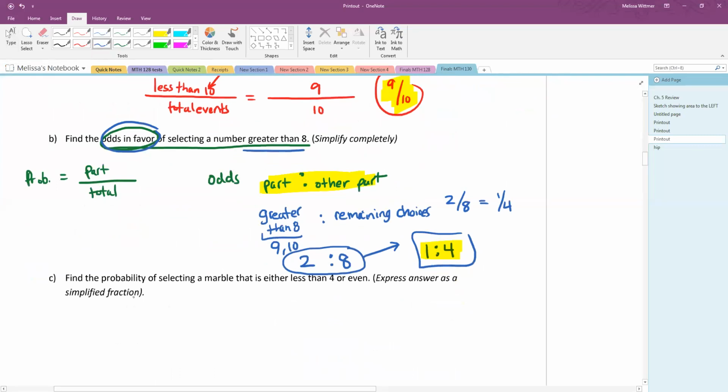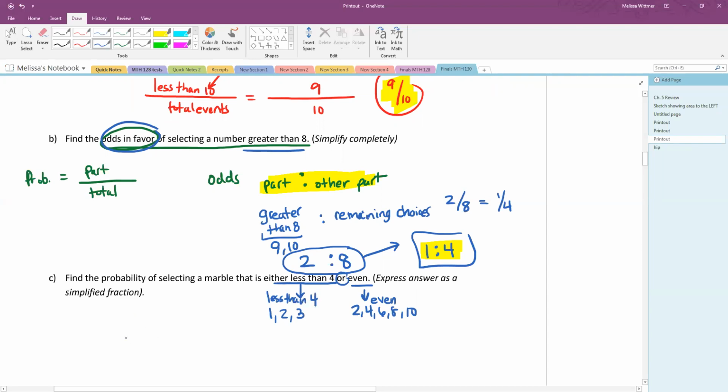Question C says, find the probability of getting a marble that is either less than 4 or even. Okay, so less than 4, if we just look at those specific events, would be 1 and 2 and 3. Or it could be even. So out of all the marbles, the even numbers would be 2, 4, 6, 8, and 10. So here's my evens. Here's my less than 4.